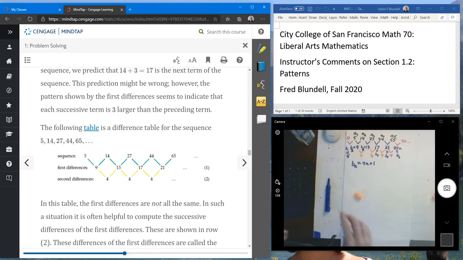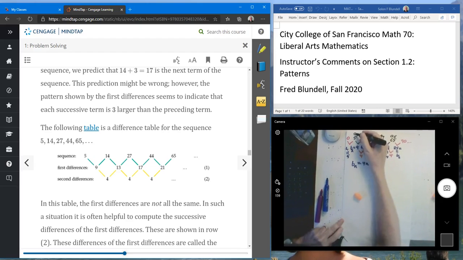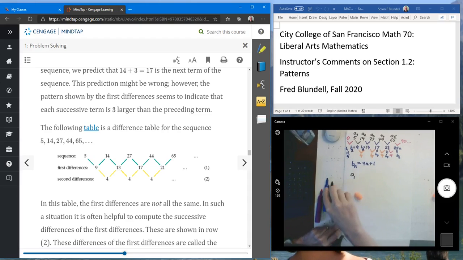Okay, now that we got the B's, we can work our way up. We can figure out how you get the A's. So we're starting from 0. So A1, the 5, is just the same as B1.